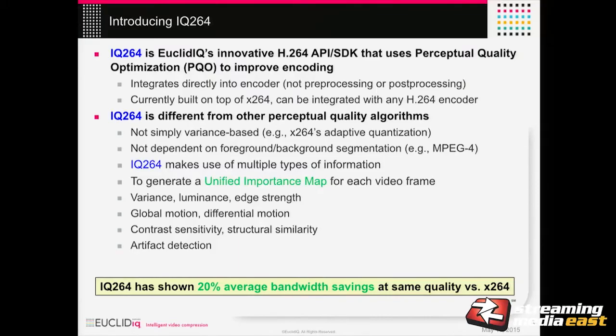We're not like x264 in the sense that we're not using a variance-based adaptive quantization, and we're also not like MPEG-4 where they might be using object-based segmentation from the background, although we have lots of experience in those areas in the history of the company.